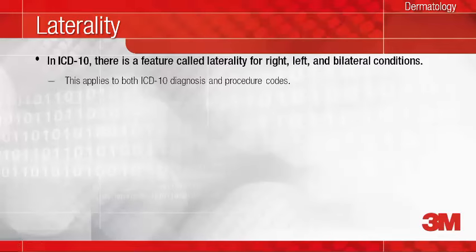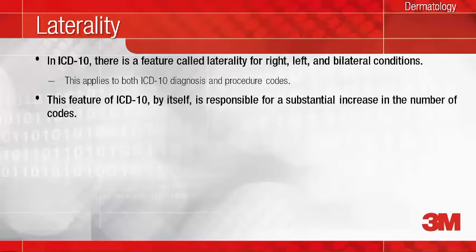In ICD-10, there is a feature called laterality for right, left, and bilateral, which is found in many diagnosis and procedure codes involving paired organs or those codes specific to one side of the body versus the other. For example, lymphangitis of right or left lower extremity. ICD-9 had a limited number of these. ICD-10 has many more. This feature of ICD-10 by itself is responsible for a substantial increase in the number of codes which you have probably heard so much about.